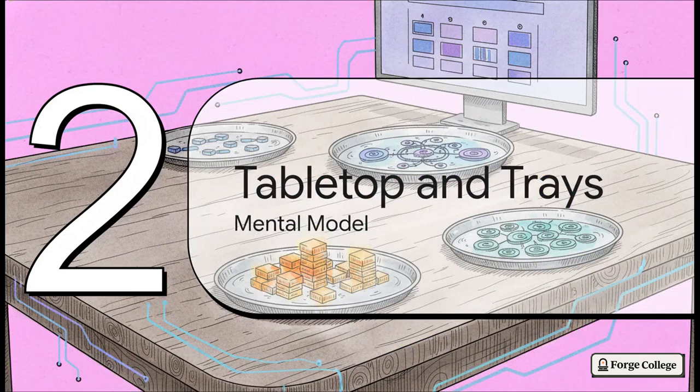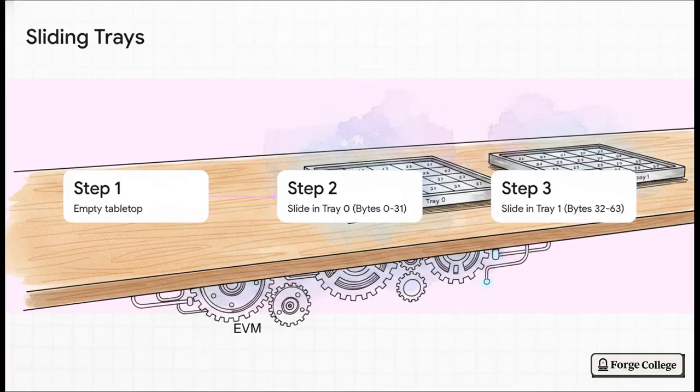Moving right along to section 2, tabletop and trays, a mental model. To really get a feel for how much gas your code is going to consume, it helps to visualize your memory as a physical space. Picture a long, totally empty tabletop. Step 1, the table is completely bare. Step 2, the EVM slides a pristine tray onto the table, and we'll call that tray 0. Now this tray perfectly holds exactly 32 bytes, from offset 0 to 31. Need a little more room? Step 3, the EVM just slides in tray 1 right next to it, holding bytes 32 to 63.